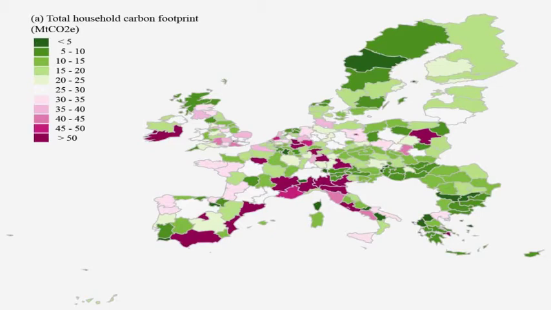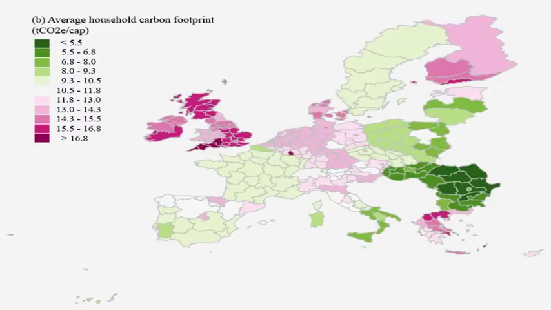We calculated the total household carbon footprint for 177 regions in 27 EU countries. This map displays the total household carbon footprint as a function of a region's population and consumption. Per capita emissions appeared normally distributed with mean and median of 11 tons CO2 equivalent and standard deviation of 3 tons CO2 equivalent.